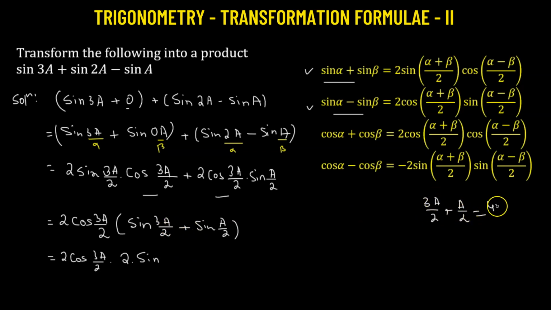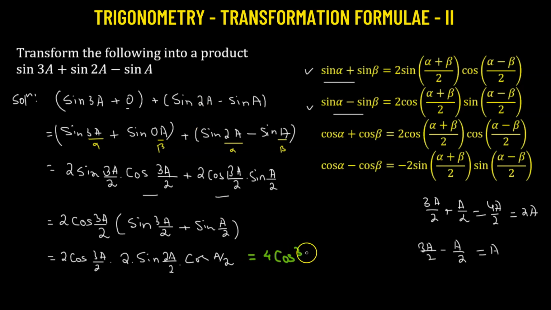So that's going to be equal to 4a over 2, which is 2a. So here we have 2a divided by 2 multiplied to cosine of angle, now we have to subtract the two angles, 3a over 2 minus a over 2. So that's simply going to be a. So here we have cosine of a over 2. So let's simplify this, and this should give us 4 times cosine of angle 3a over 2 multiplied to cosine of angle a over 2 times sine of angle, so 2a over 2 will simply become a. So we have sine of angle a.